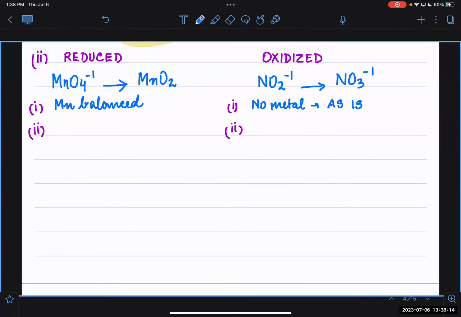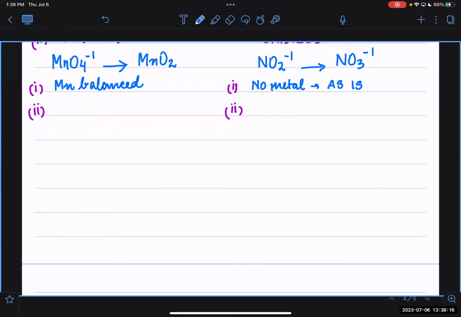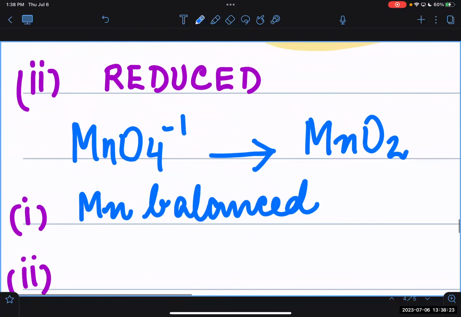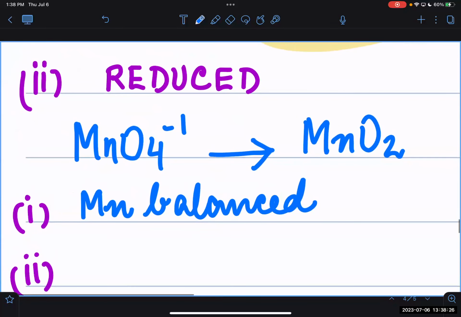Balance the, what else is there? Manganese is balanced. What else is there? Oxygen is there, right? So manganese we already balanced. So what is not balanced? Oxygen. How can you balance oxygen? By adding water. Okay. Don't do the molecular balancing in this case, like you put 2 in front as a coefficient. That's not how we are working. We are going to balance the oxygen by adding water in this case.